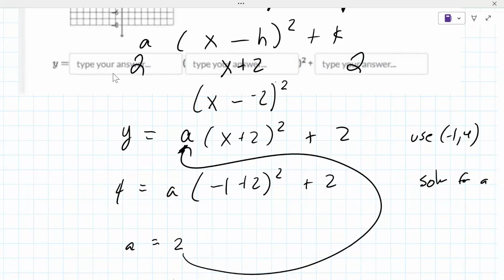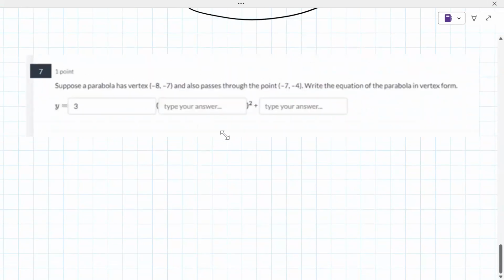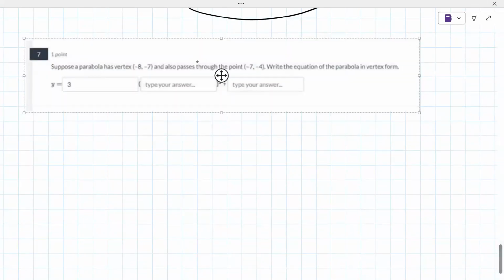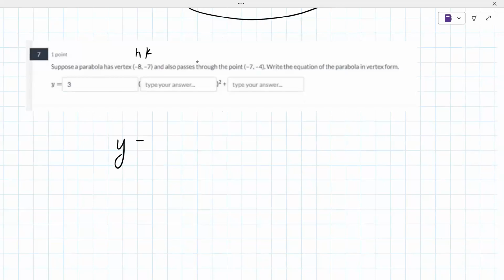And then 7. All right, this is the same type of problem, except they don't give you a graph. You have to follow the same steps. So they give you a vertex, H and K, and another point. Why don't you give this a try?